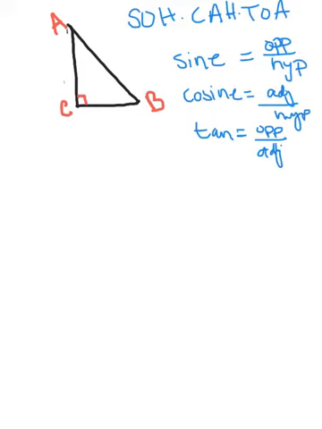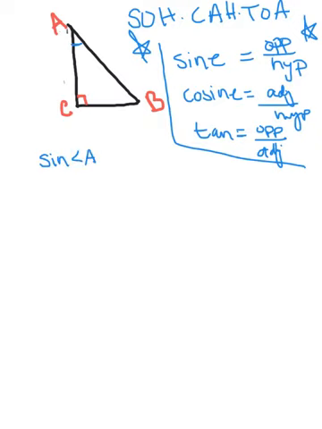So if we keep these in mind, and if we don't have them in our notes already, we better put them in our notes, we can find any angle by using these trig ratios. So let's say I was talking about sine of angle A. Here's angle A, and I want to know what is sine of angle A equal to?